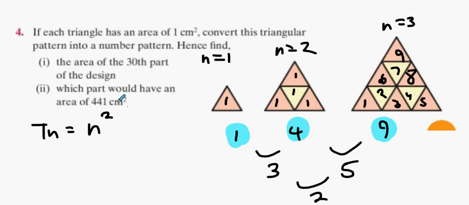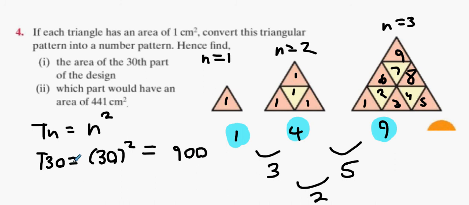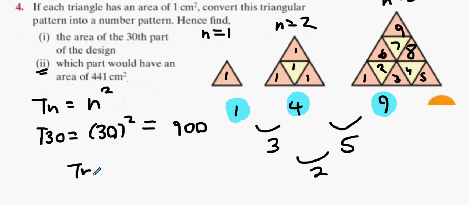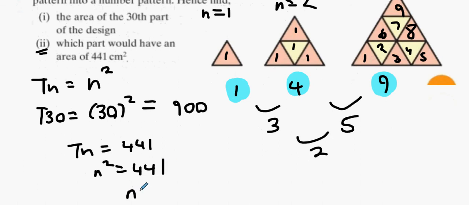So we're looking for T30. So what do you think T30 is? 30 squared, which is 900. Is that okay with you guys? Next thing for part 2. Tn equals 441. That means n squared equals 441. Square root it and you get n equals, anybody? 21.